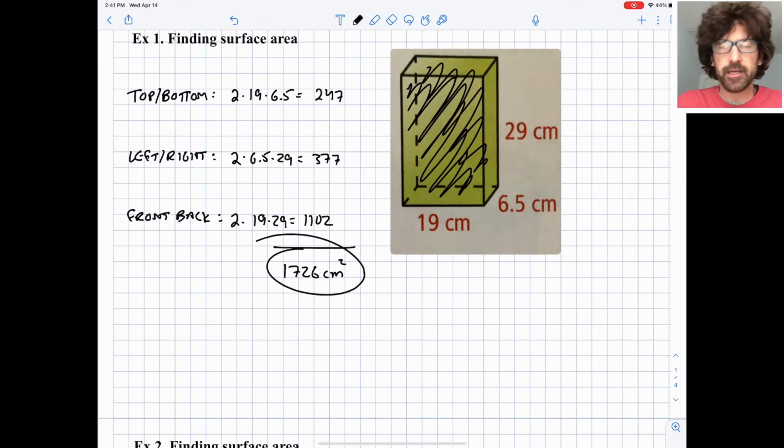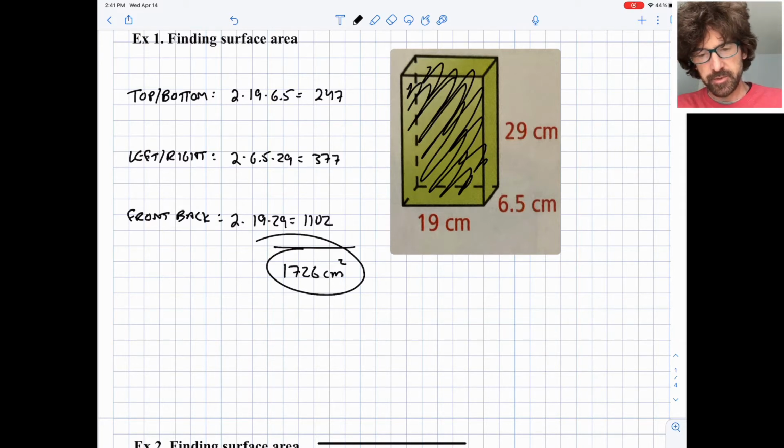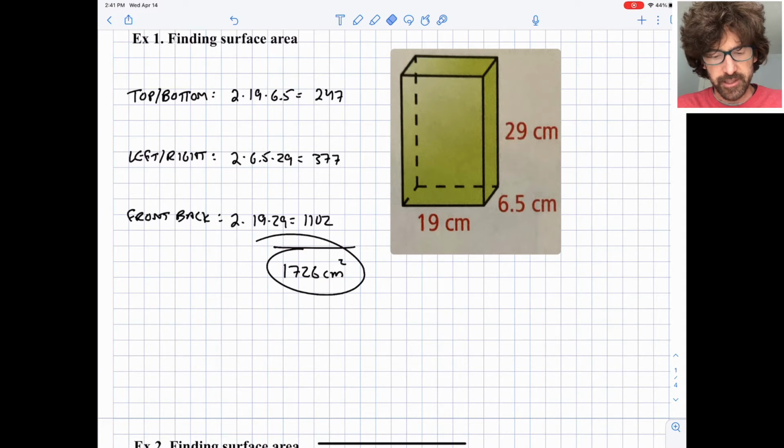So the surface area, again, is just the area on the outside of this prism, as if you were going to paint the prism. How much paint would you need? And in this case, we need to cover a total of 1,726 square centimeters of area. Okay. Most important tip is to just stay organized. You don't need to memorize a formula or anything for these.